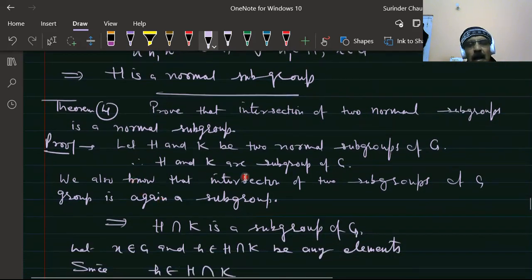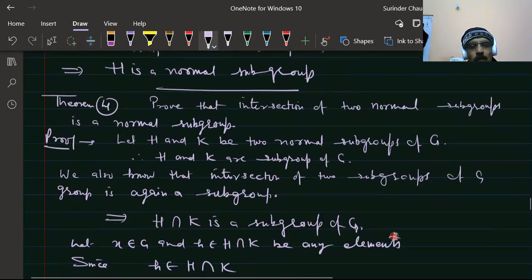Therefore, H and K are subgroups. If they are normal, first they must be subgroups. So H and K are subgroups of G. We also know that the intersection of two subgroups of a group G is again a subgroup. So if H and K are subgroups, then, as we proved in the previous lecture, H intersection K is also a subgroup of G.